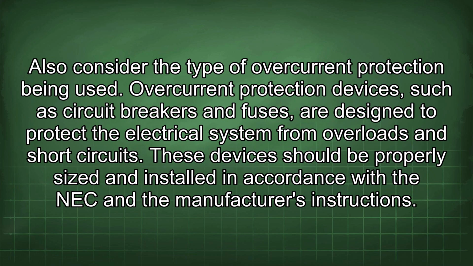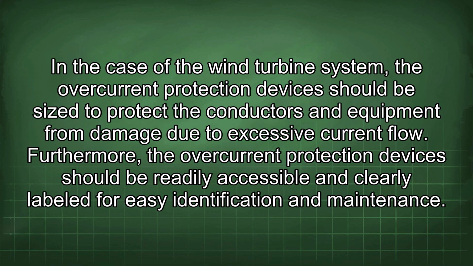Also consider the type of overcurrent protection being used. Overcurrent protection devices, such as circuit breakers and fuses, are designed to protect the electrical system from overloads and short circuits. These devices should be properly sized and installed in accordance with the NEC and the manufacturer's instructions. In the case of the wind turbine system, the overcurrent protection devices should be sized to protect the conductors and equipment from damage due to excessive current flow. Furthermore, the overcurrent protection devices should be readily accessible and clearly labeled for easy identification and maintenance.